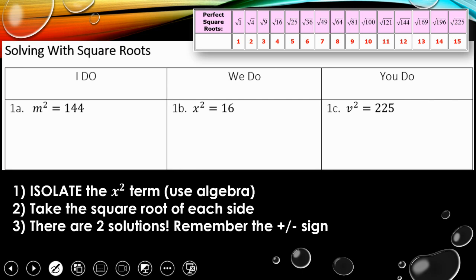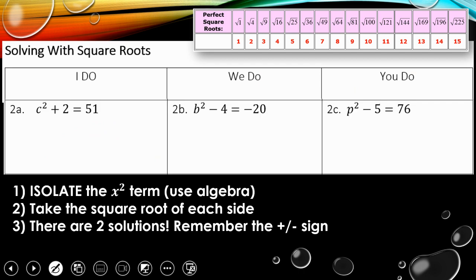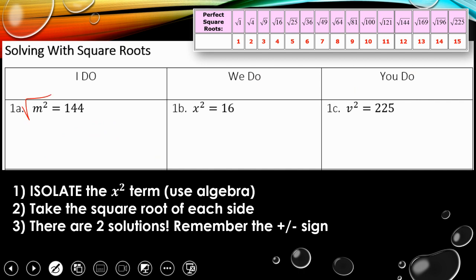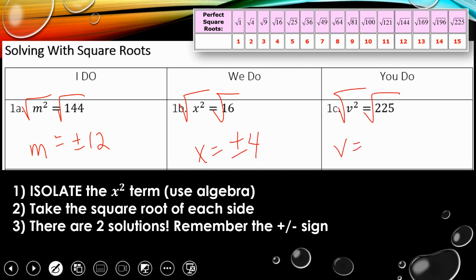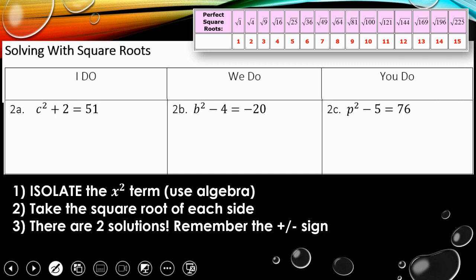So some of these are already isolated. So all you have to do is take the square root to solve. You get plus or minus 12. Take the square root to solve, plus or minus 4. Take the square root to solve, plus or minus 15. So easy to solve when they're already isolated.